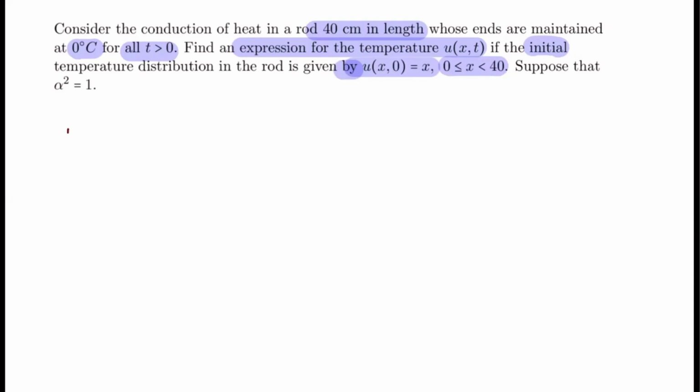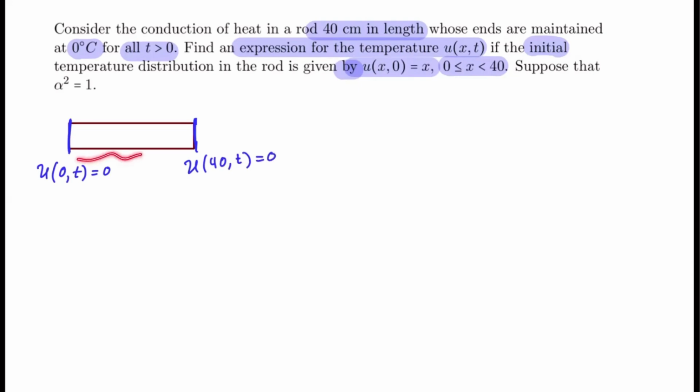So imagine you have a rod right here. I can't really draw one. Let's just suppose that we're going to hold this end at 0, so that will be u(0, t). That is going to be 0. This end is also held at 0, so this will be u(40, t). That is also held at 0. So the length of this rod is 40 centimeters. Okay, so those are the boundary conditions.